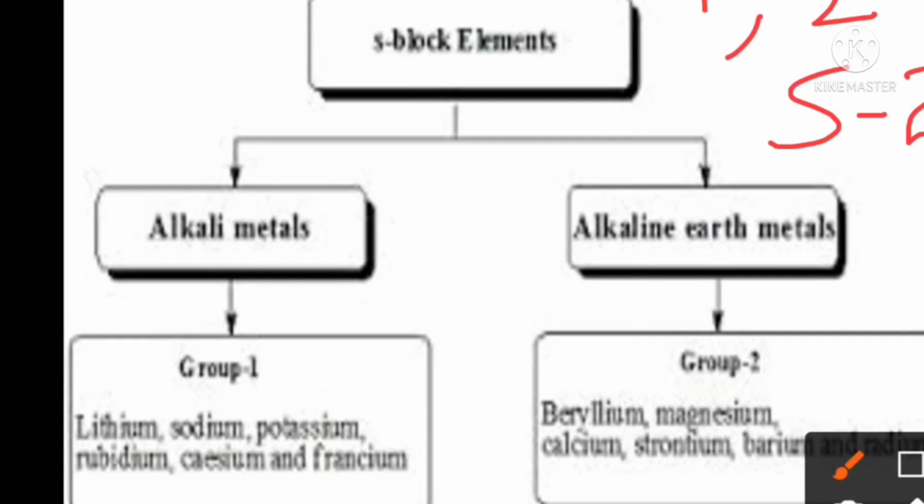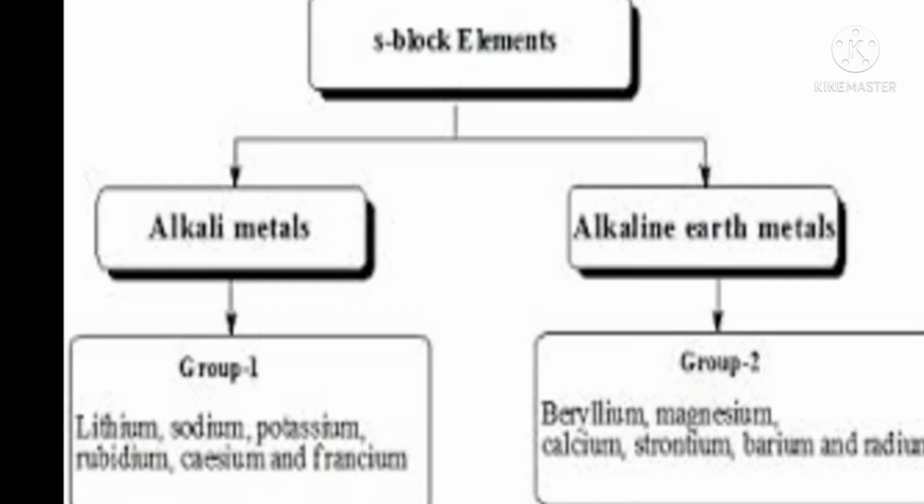Group number 1 is called alkali metals. Group number 2 is called alkaline earth metals. Group 1 includes lithium, sodium, potassium, rubidium, cesium, francium. Similarly, group 2 includes beryllium, magnesium, calcium, strontium, barium. These are the elements of group 1 and 2 which are together called s block elements.